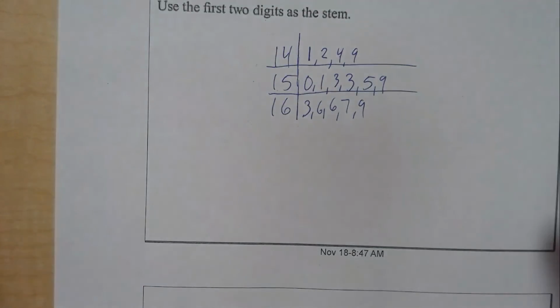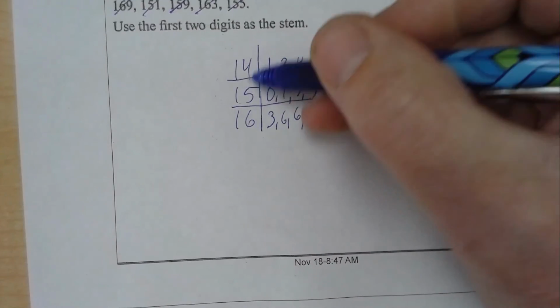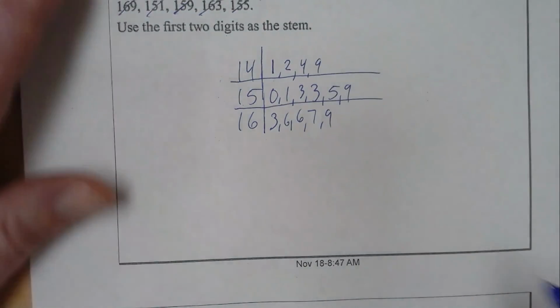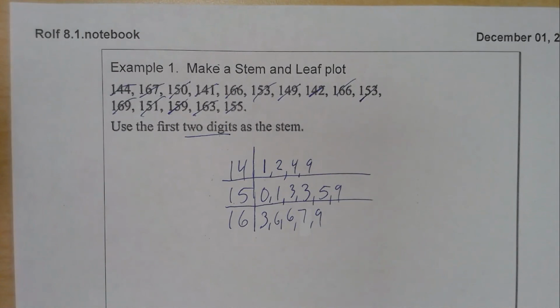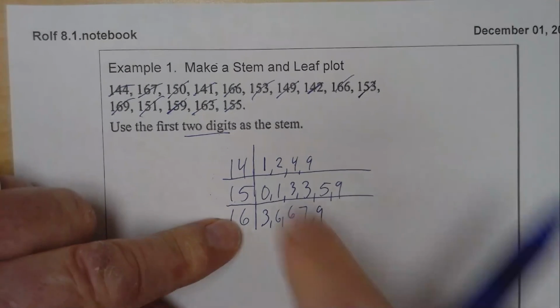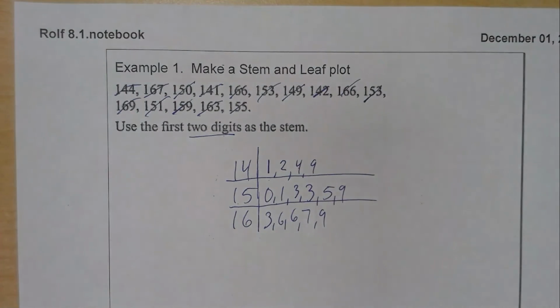Okay, so that's a stem and leaf plot. You have your stems, your main parts, and your leaves. The first two digits are the stems, and the things coming off here are the leaves. You may have made a stem and leaf plot before.